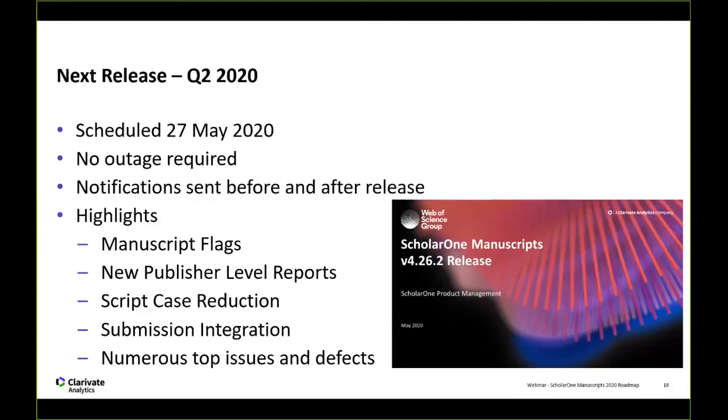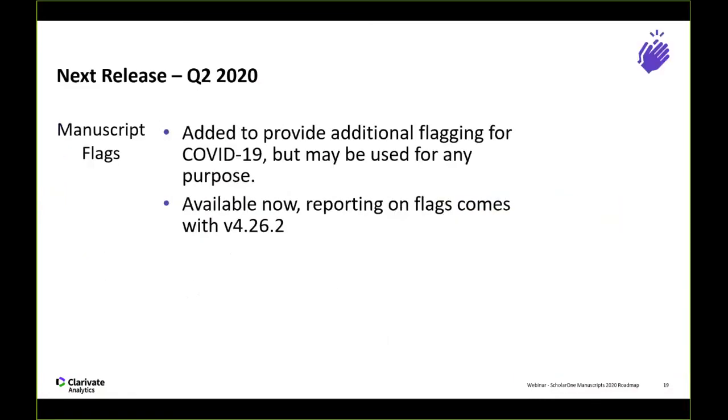So some highlights we'll go over here, and I won't read them because we're going to go through them, is Manuscript Flags. As you know, there has been an uptick for some journals and some publishers in submissions coming in related to COVID-19. And one thing that we heard from publishers was that we needed more flags to help identify and route those papers if possible.